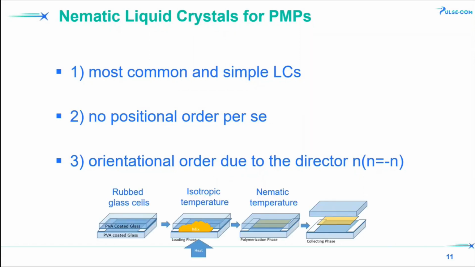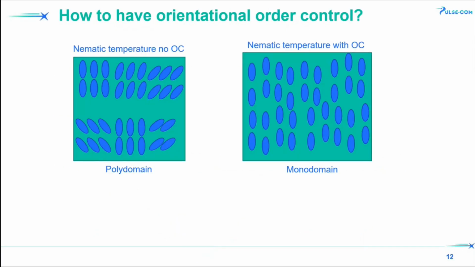Okay, this is a schematic that we use to explain a little bit how we make the polymers. We will come back to this, but this is here because the first thing to do to have control on the orientational order is to prepare your cells, rubbed cells, to give the director that you want to your materials. This is because, let's imagine that you know your mixture, and you know the temperature at which your material will be nematic.